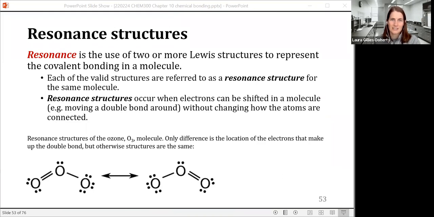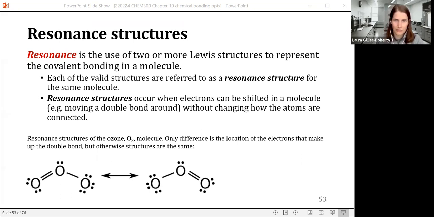So resonance is the use of two or more Lewis structures to represent the covalent bonding in a molecule. This happens when two structures are equivalent, except for the placement of some of the electrons. So the atoms are connected in the same way, the same connectivity. The only difference is the placement of some of the electrons. And so when two structures are equivalent, except for the placement of some pairs of electrons, those are resonance structures. So resonance structures occur when electrons can be shifted in a molecule, usually by moving a double bond or lone pairs around, without changing how the atoms are connected.